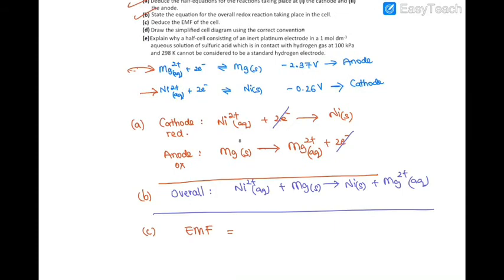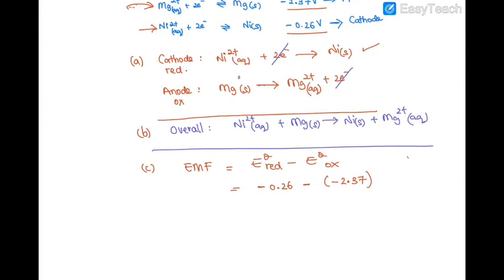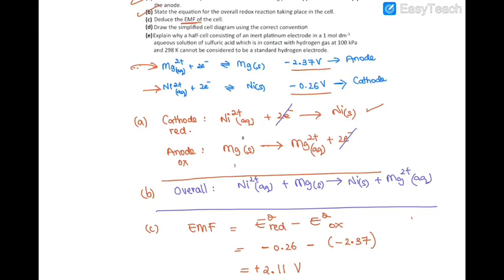Then deduce the EMF of the cell. EMF is the overall standard electrode potential. So it's the standard electrode potential of reduction minus oxidation. Reduction is here. Oxidation at the anode is here. So this gives me the EMF value.